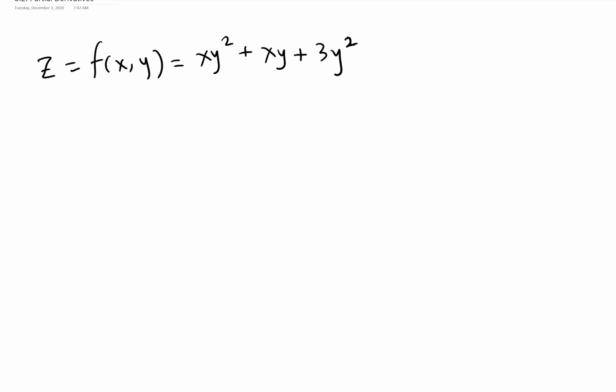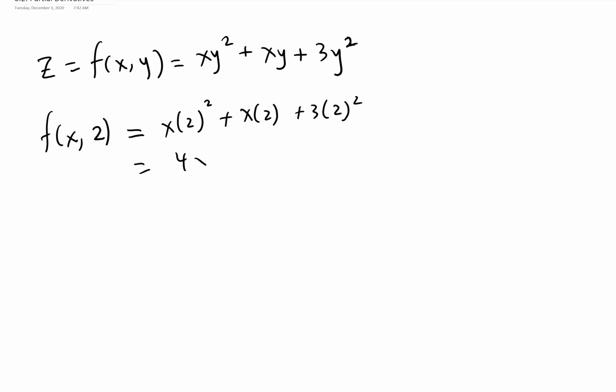If I'm asked to evaluate, or we say fix a value, let's say for y, say y is 2. So how does that work? x stays x, but y, we replace y with 2 and see what we get. 4x plus 2x, 4 times 3, 12. So the answer is 6x plus 12.